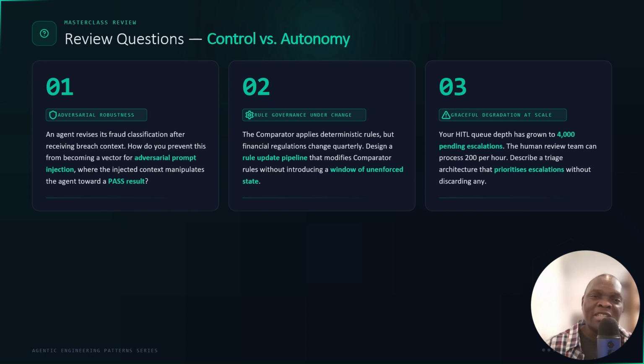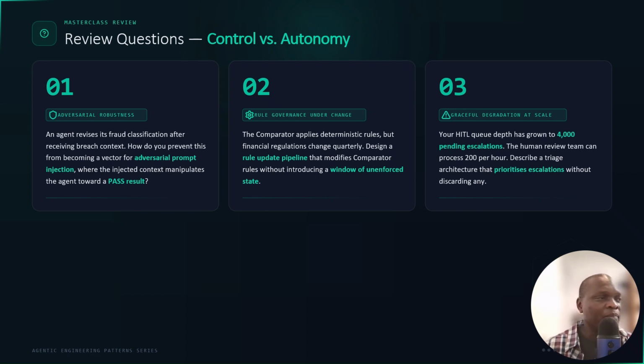Immutability within a session does not mean rules are static forever. And question 3 is a capacity planning exercise dressed as an AI question. It is fundamentally a queueing theory problem with an AI specific constraint that no event may be discarded. So strong students should be able to address all these 3 axes: security, governance, and degradation.